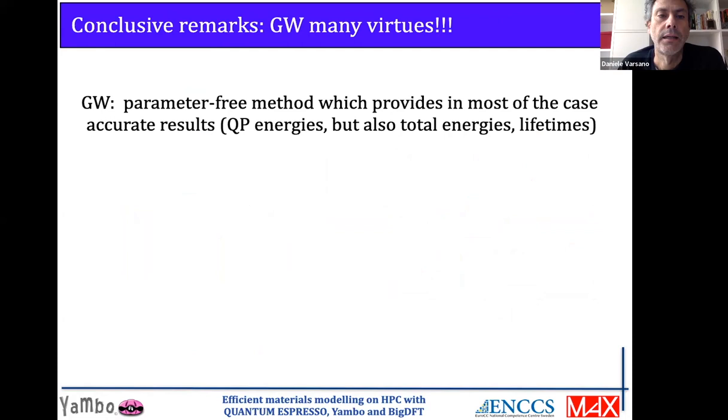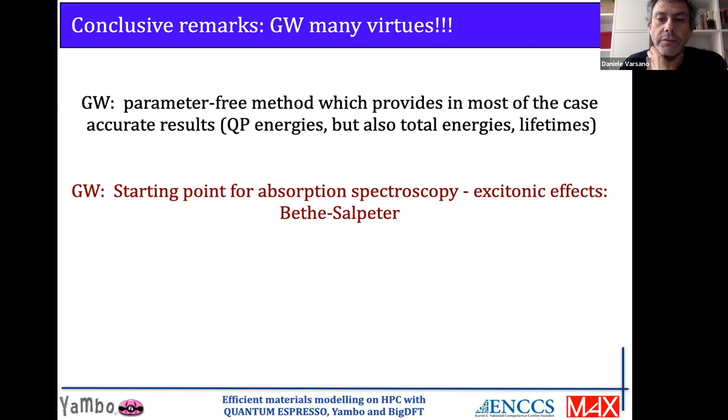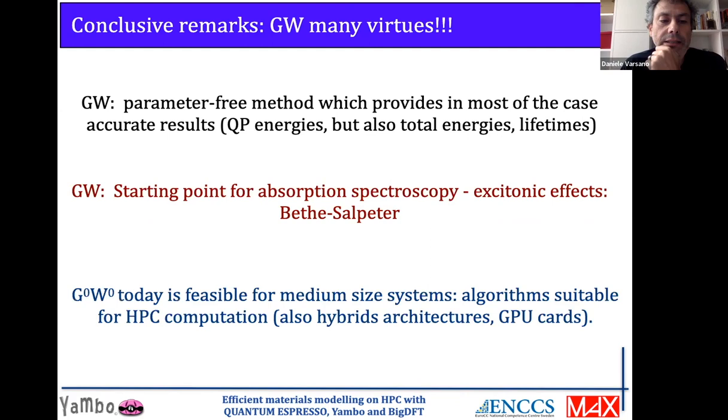Okay, so I'm going to conclude with some messages. GW is a parameter-free method and provides, in most cases, accurate results with respect to electronic properties, so quasiparticle energy, and eventually also lifetimes. It is the starting point for absorption spectroscopy. So it is an ingredient of the Bethe-Salpeter equation.